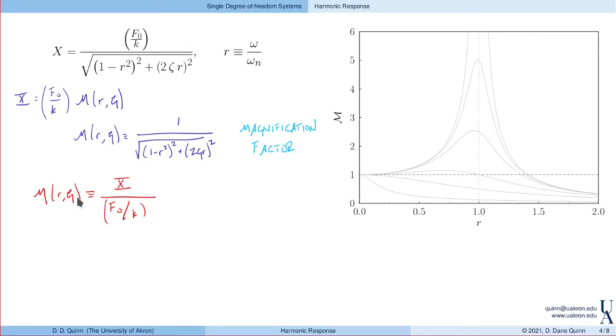How do we interpret this? That's really what we're after here. Well, the numerator, we can think about that as the dynamic amplitude. So if I drive this system with frequency omega, forcing amplitude f naught, then x is the amplitude of the response. So again, we'll say that's the dynamic amplitude.